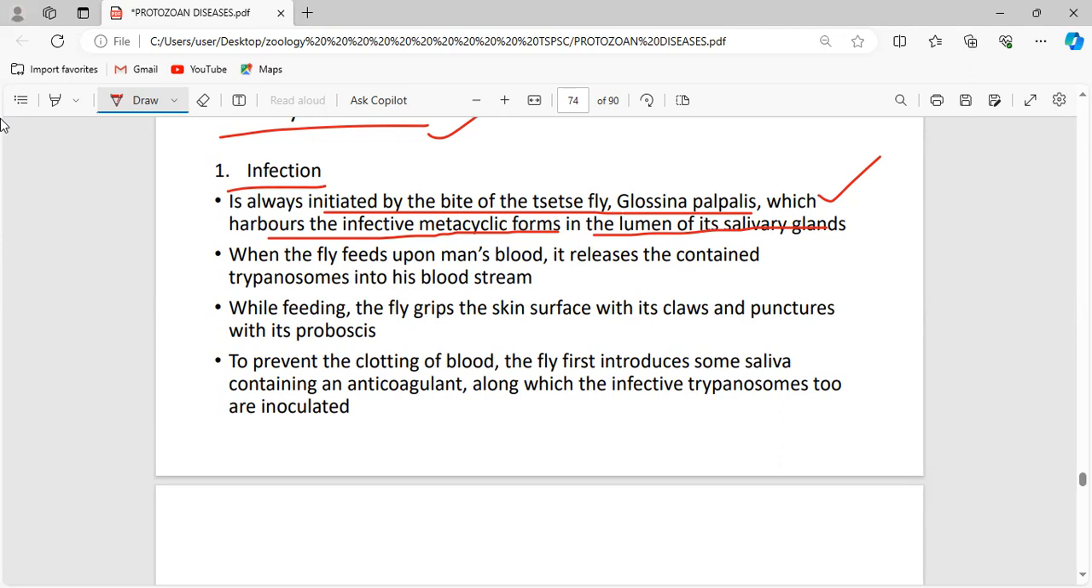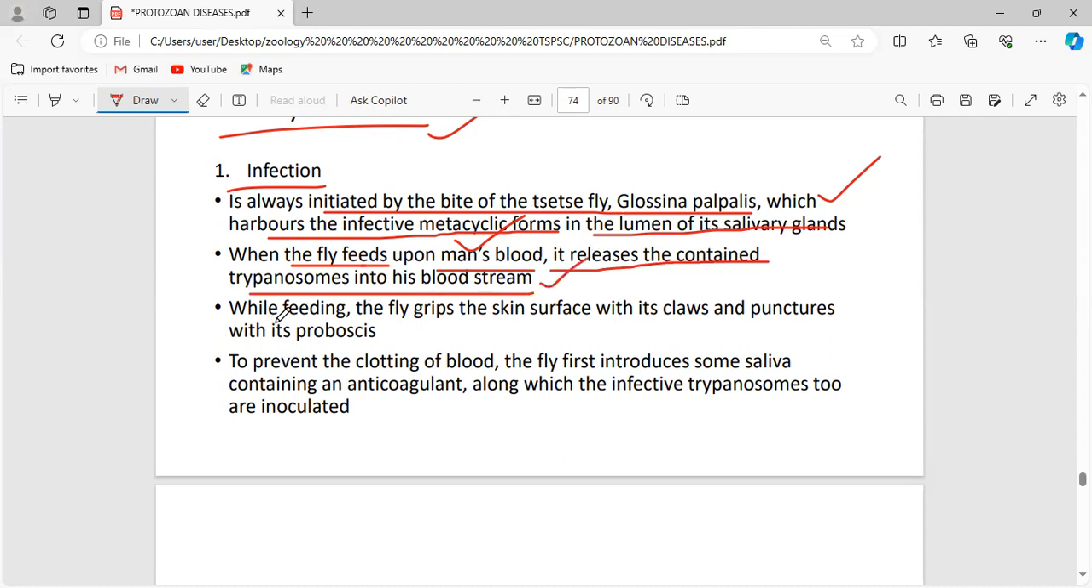Okay, and when it bites the human, the metacyclic forms which are present in the salivary glands will enter the human. After it enters the human, it reaches the bloodstream. You have to remember this metacyclic form is the infective stage. This also can be asked. We know that the tsetse fly is a blood-sucking insect. When the fly feeds upon the man's blood, it releases the contained trypanosoma into the bloodstream.